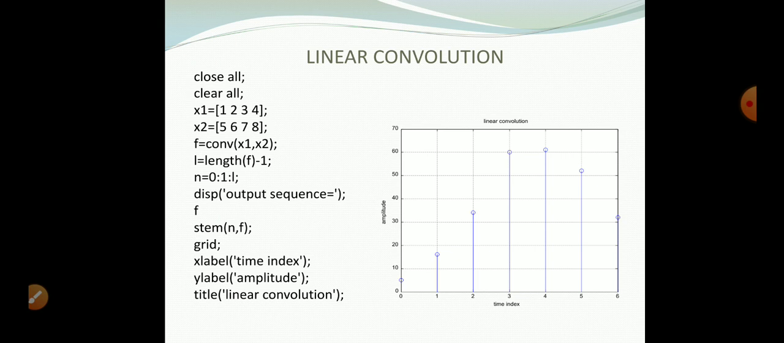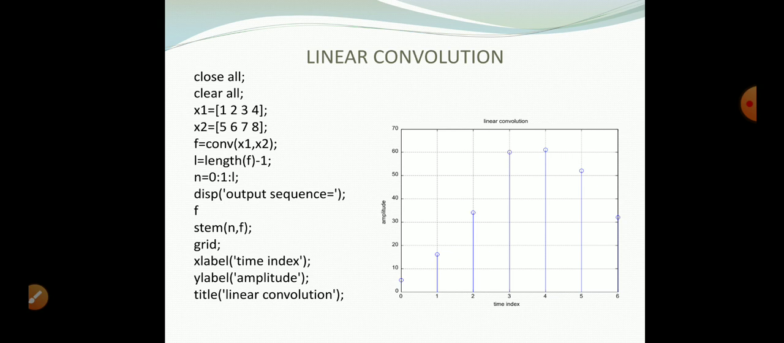Here the function to perform the linear convolution is f equal to conv of x1 comma x2, and L equal to length of f minus 1, which means n minus 1 samples. Here we know n is the number of samples after the convolution. Here L represents the n minus 1 samples. So to find the n, we are taking the length of f. So f equal to convolution of x1 comma x2 and L equal to length of f minus 1. To represent the x-axis, we are taking n equal to 0 to L.